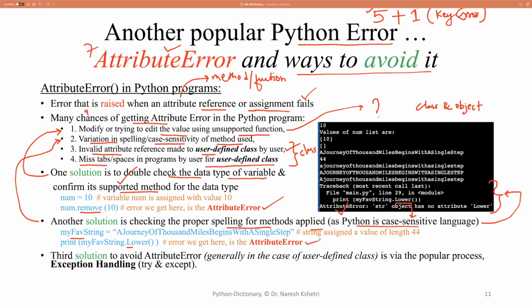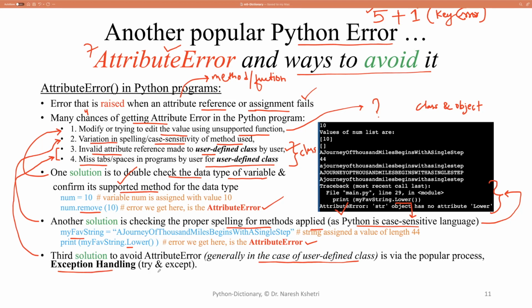The last one, a very important solution to avoid attribute error, generally in the case of user defined classes. That means for these two scenarios, the solution is to use exception handling, which is a very popular concept.